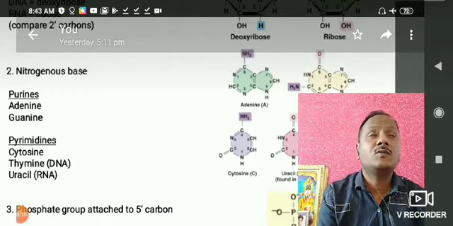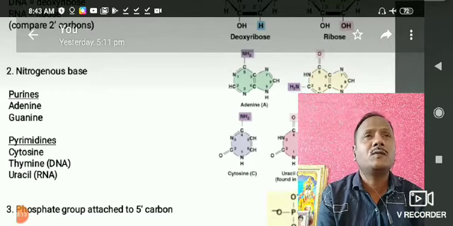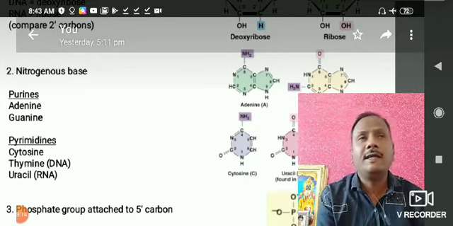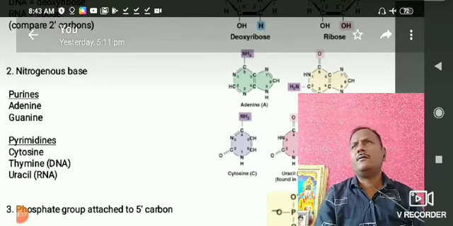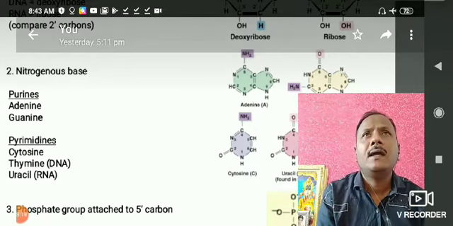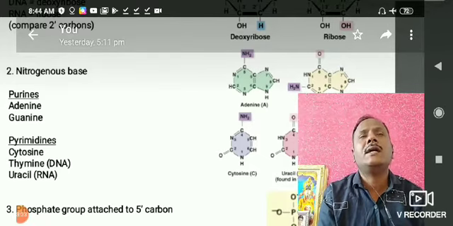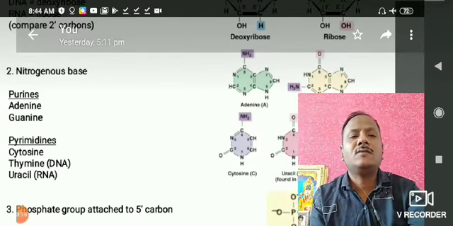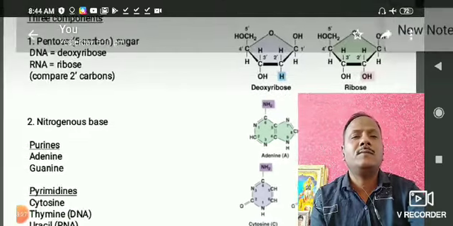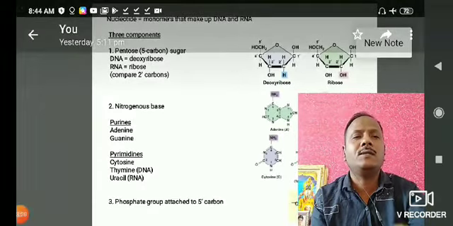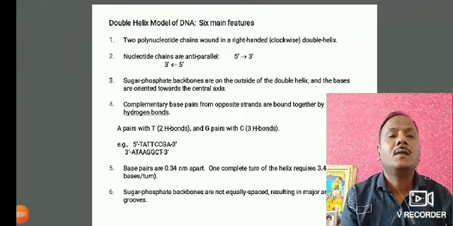Adenine always pairs with thymine and guanine always pairs with cytosine in case of DNA. But in case of RNA, adenine always pairs with uracil and guanine always pairs with cytosine. And the last one is the phosphate group. It is the main important component of the DNA.